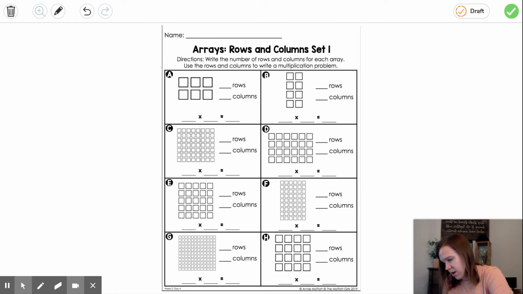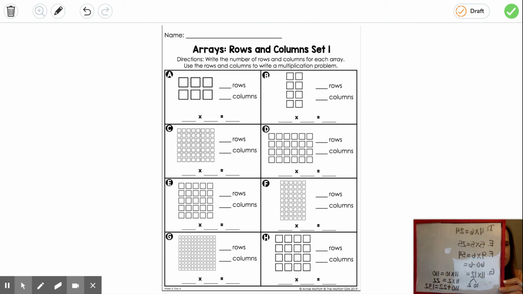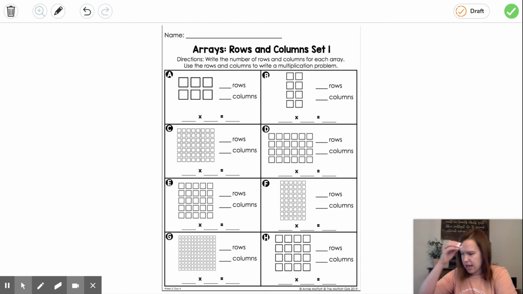So I'm going to say 110 plus 22 equals: 0 plus 2 is 2, 1 plus 2 is 3, and 132. That's how I did that one. Even though it was really, really big numbers, I just used a different strategy to break it apart and make it more efficient. So for G, 11 times 12 equals 132.